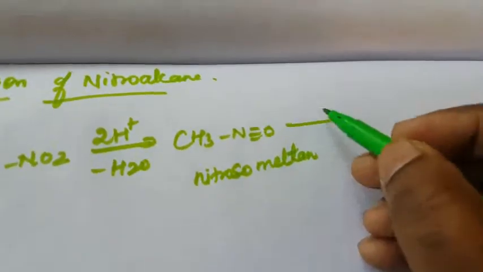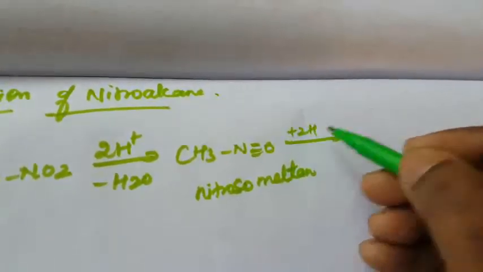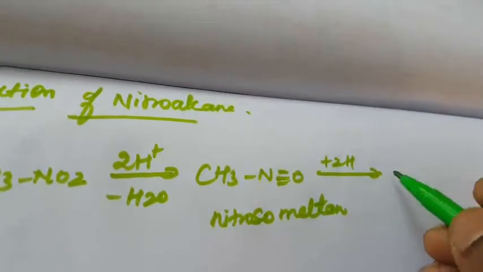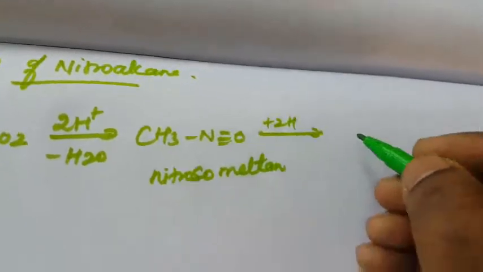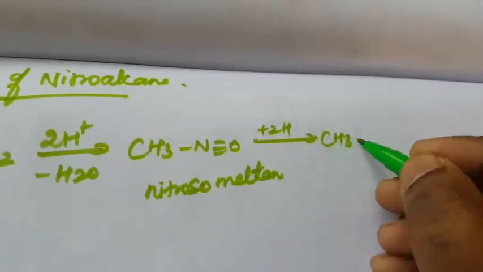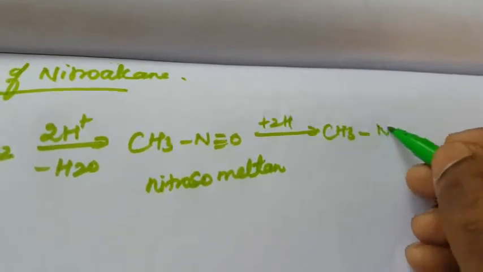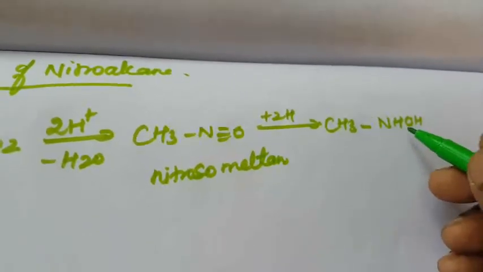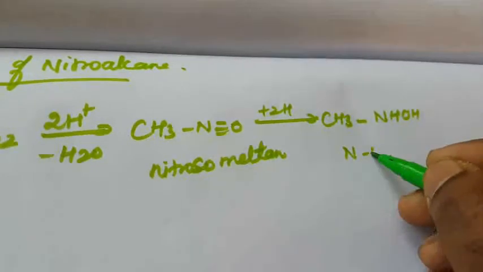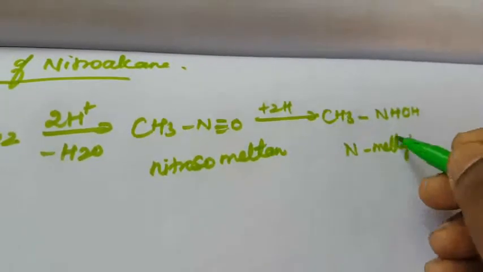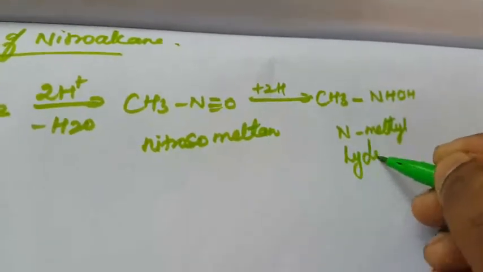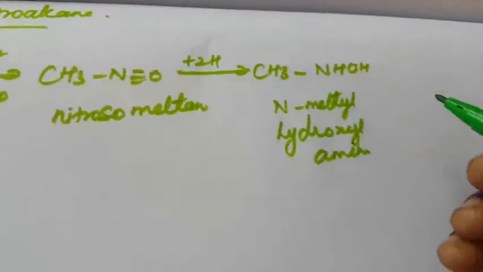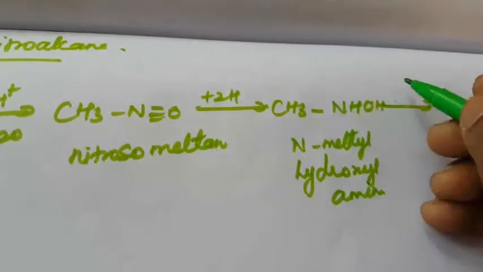Then again it will be reduction with hydrogen. So 2 molecules of hydrogen will be added. That gives N-methyl hydroxylamine. So how to write? CH3, amine, hydroxylamine, NHOH. Okay, so that is hydroxyl, N-methyl hydroxylamine. Okay, N-methyl hydroxylamine. Again it will be reduction.